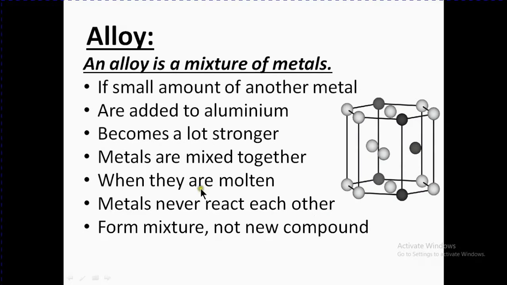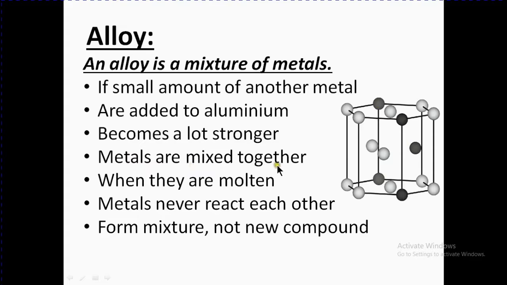So what do we do? Here we are going to learn the definition of an alloy. An alloy is a mixture of metals. If a small amount of another metal is added to aluminium, it becomes a lot stronger. Like here you can see the atoms of one element and the other one. So here it shows a mixture: a small amount of another element is added to form an alloy.